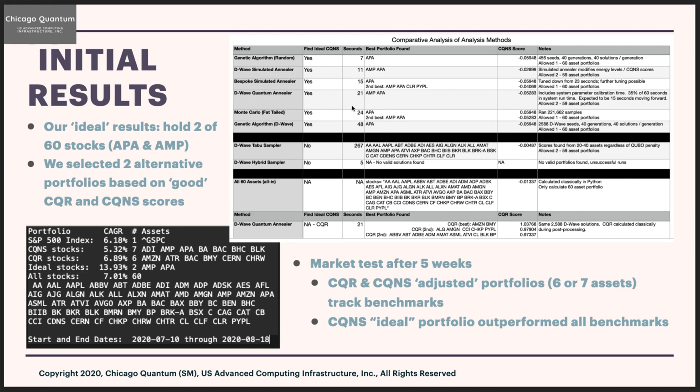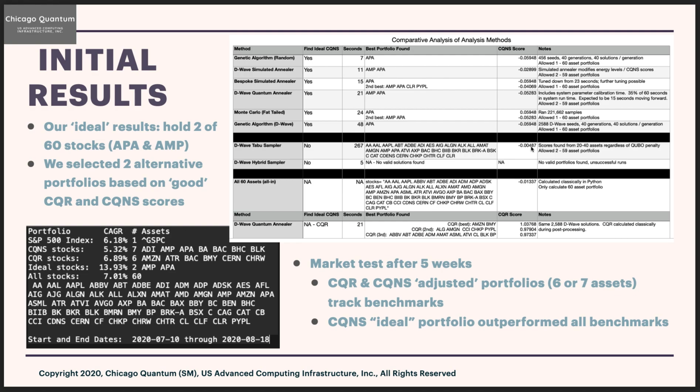In the case of our simulated annealer, it found APA, but it also found a four asset solution. And then you see the different scores. And so we're pretty consistent. We're validating the D-Wave answers pretty nicely with our classical models. And you see that the D-Wave tabu sampler has what looks to be about 30 assets that it chose, and a very, very poor CQNS score. See, the CQNS negatives better, more negatives more better. And so negative 0.05 or 0.06 is great.